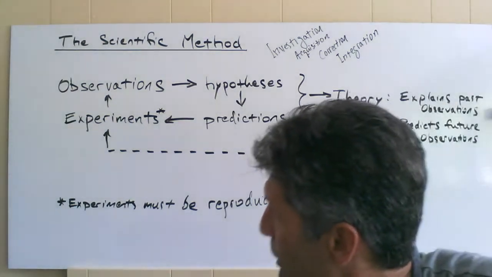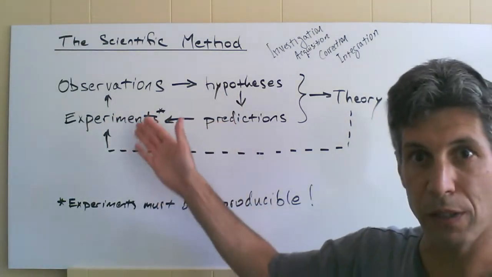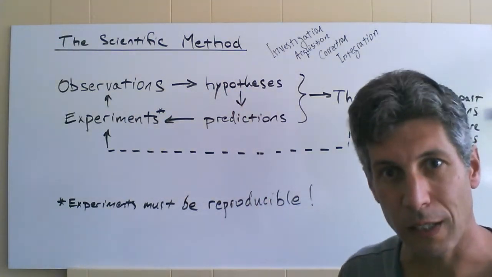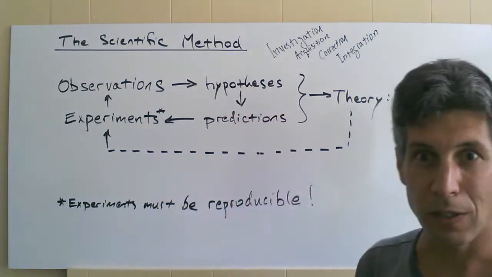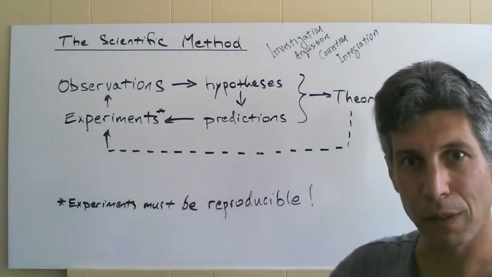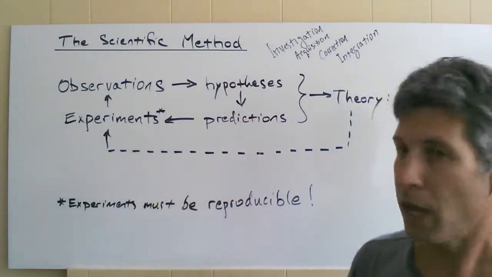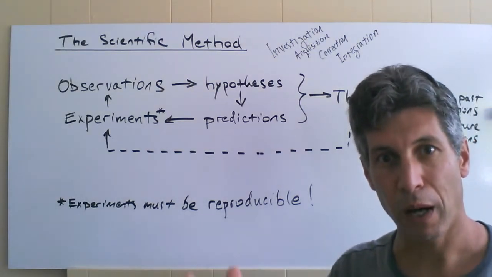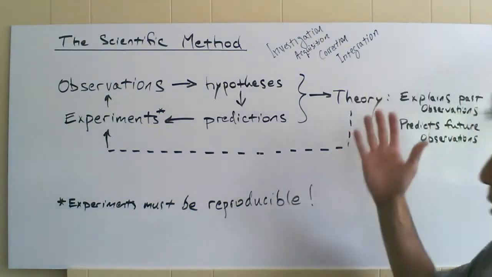The procedure involves a cycle of experiments and observations, followed by hypotheses, which are educated guesses that explain the observations. The hypotheses allow one to make predictions, which can then be tested with experiments, and observations are made, and the cycle continues. As the cycle proceeds, one is able to develop a model of the phenomenon that you're studying, and that model is called a theory.